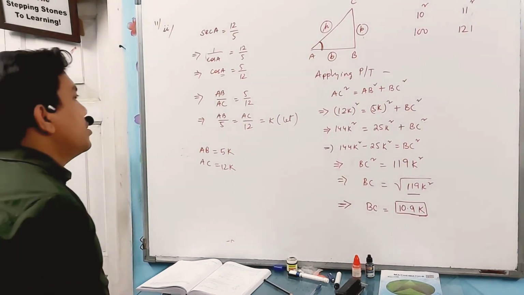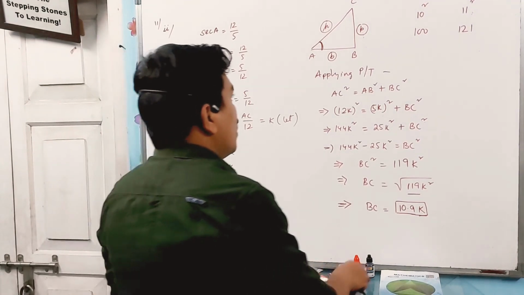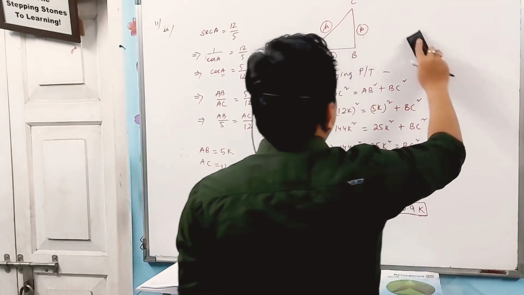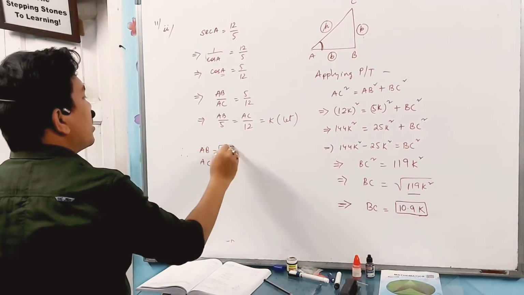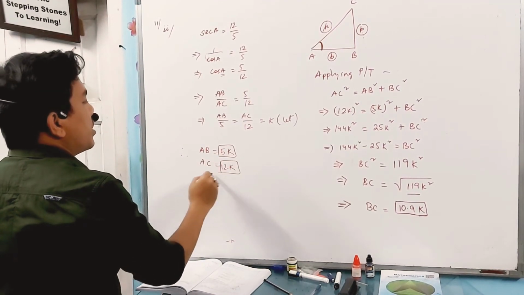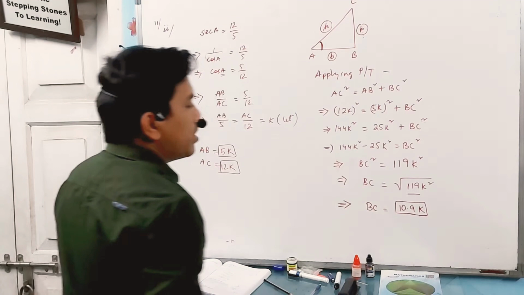Now there is one condition. We got the value of all the three sides in terms of K. AB is 5K, AC is 12K, and BC is what?